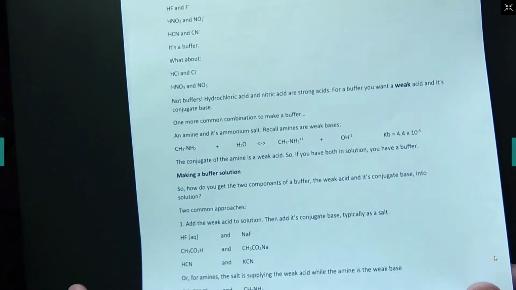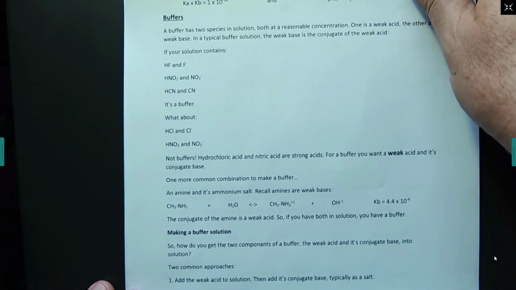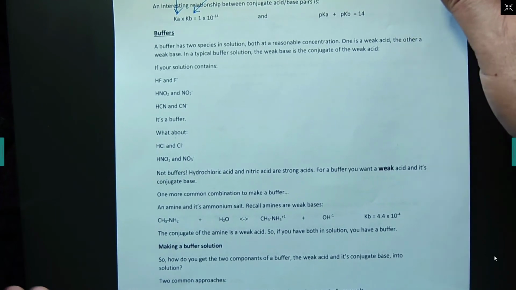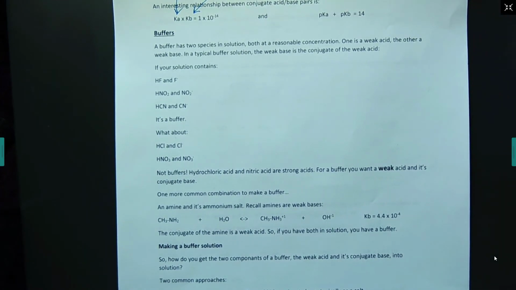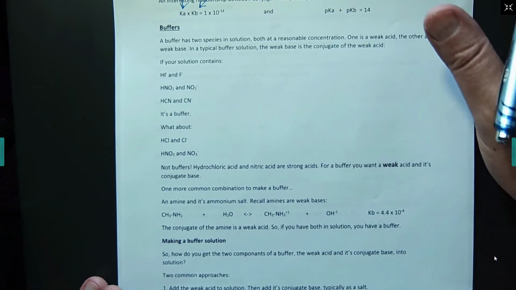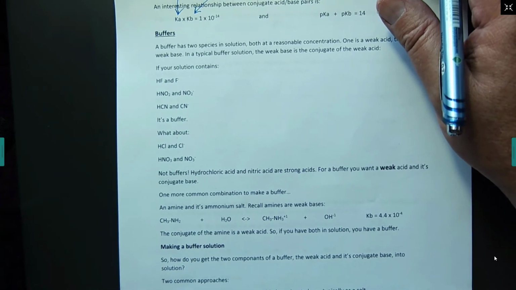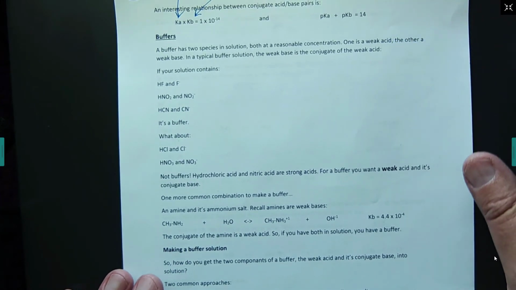Alrighty, let's take a look at buffers. Buffers are great. Guys, the world would not work without buffers. Your body would not work without buffers. Buffers control the pH of a solution. The next video I'll show you how to do all the calculations with buffers. For right now, let's just see if we can get the concepts down.